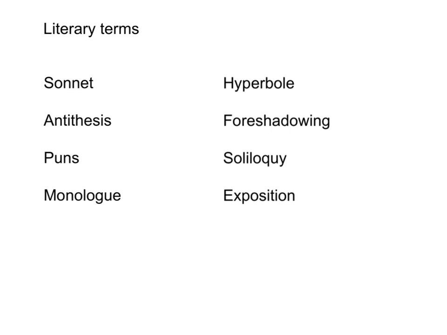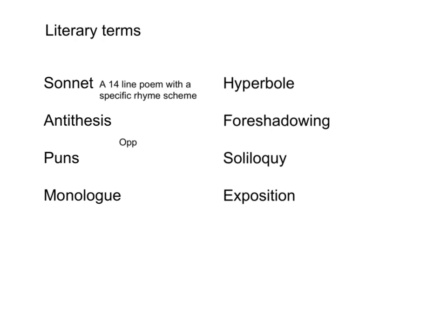Important literary terms for Act 1. The first is a sonnet. Remember, a sonnet is a 14-line poem with a specific rhyme scheme. Antithesis is what's known as opposition or contrast. We refer to it as the juxtaposition between two ideas.